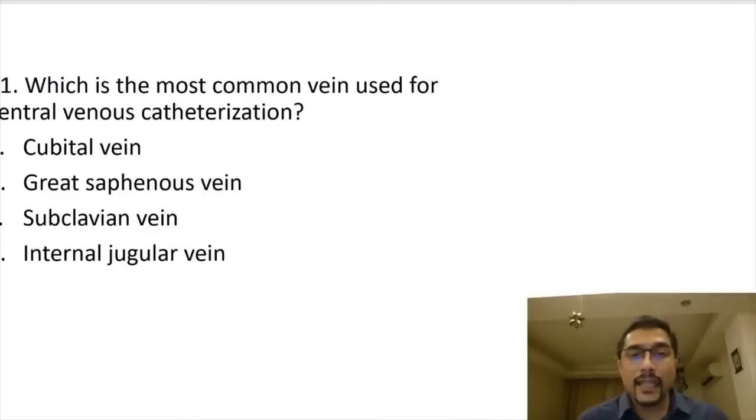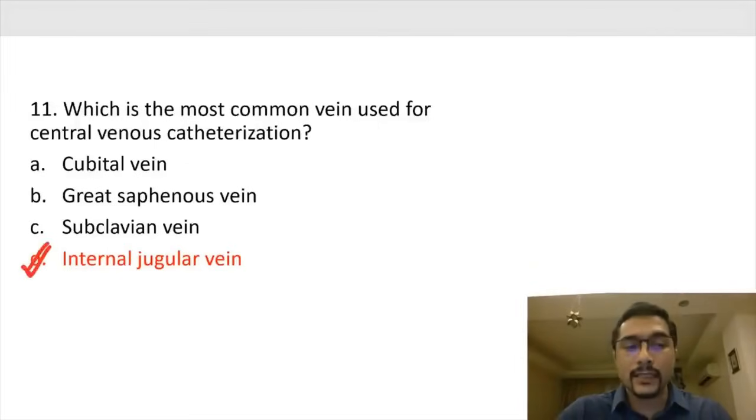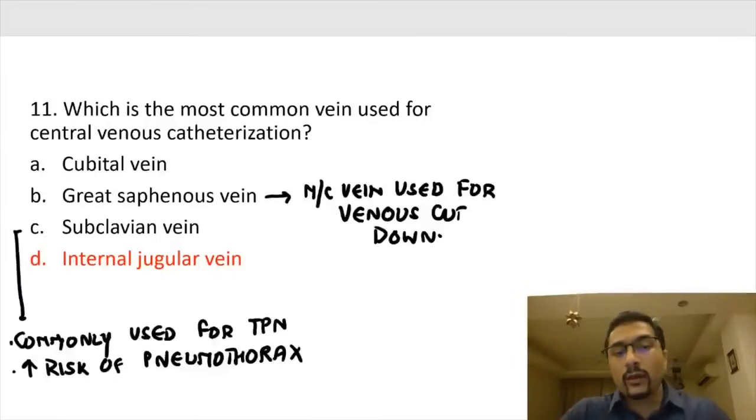This was a question in last year's exam. The most common vein used for central vein catheterization. The answer here is internal jugular vein. Very important question, can be asked again. You know, central venous lines, the most common vein is internal jugular vein.